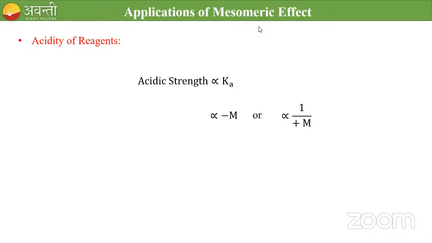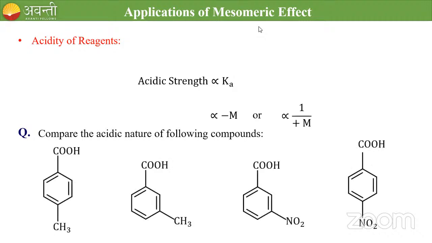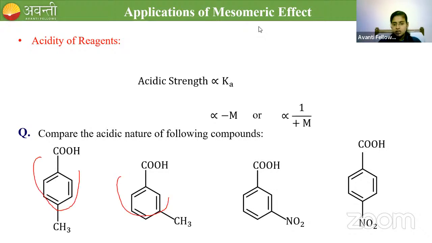Okay. So now I will give you one question. Just listen. Compare the acidic nature of the following compounds. So here I have got 4 compounds. Among these 4 compounds, we are going to find out which compound is more acidic. In all the 4 compounds, this part is same, right? We have COOH attached to all the groups. So this part is same.